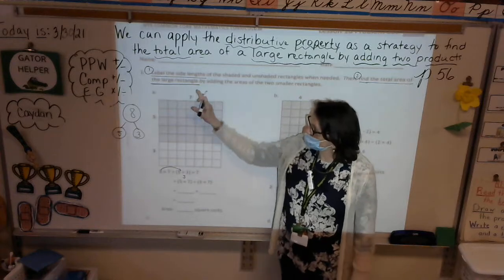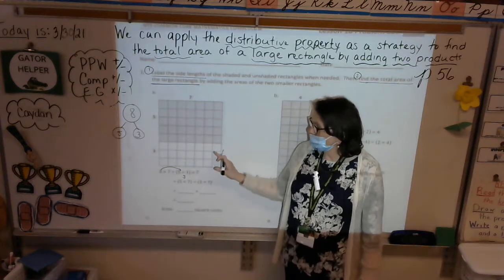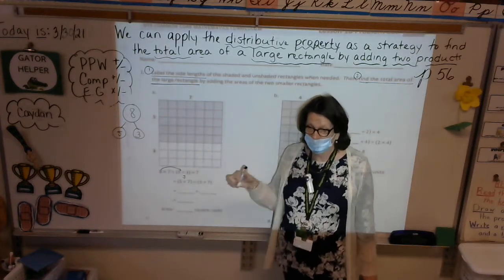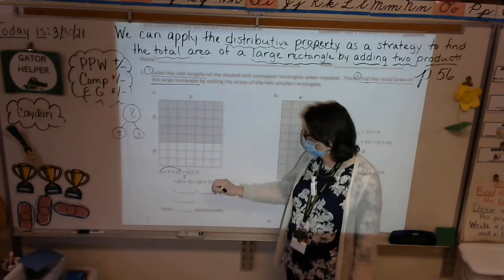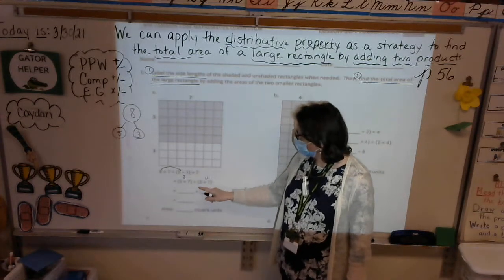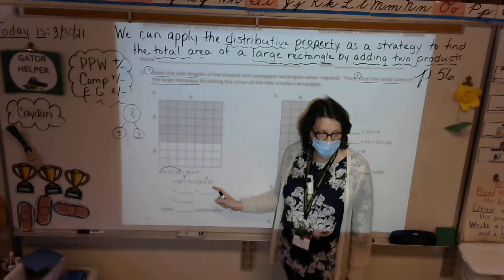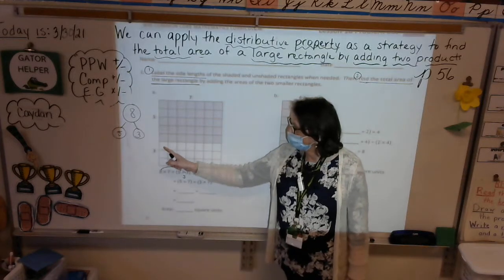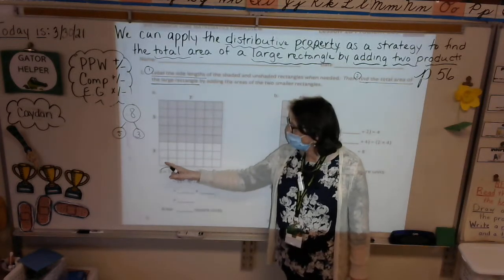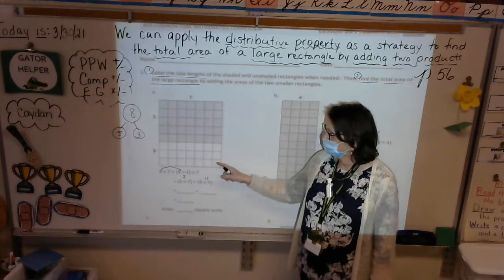Now that's one part. We're going to find the area of the second part of the rectangle. The second part is unshaded, so I'm going to put a U here. And why did we write 3 times 7 for this? Because the side lengths are 1, 2, 3, and 1, 2, 3, 4, 5, 6, 7.